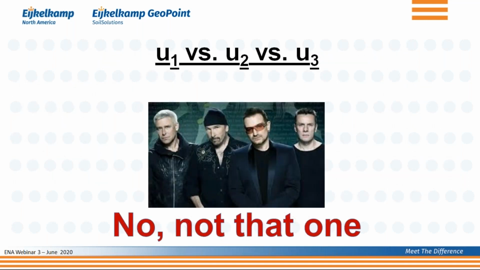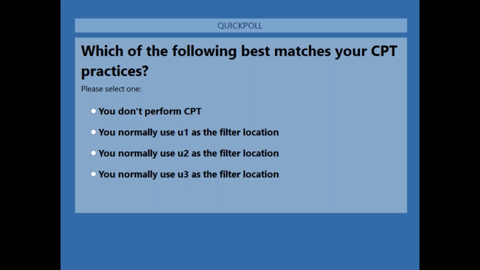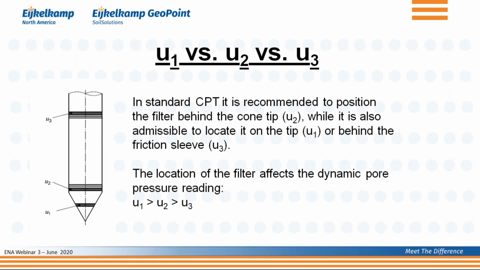So finally, I want to talk about U1 versus U2 versus U3, and not the rock group that Bono is part of. What do I mean with that? What you see here on the left-hand side is a small graphical display of the cone tip with the friction sleeve, and you see three black areas where you could potentially put your pore pressure filter.